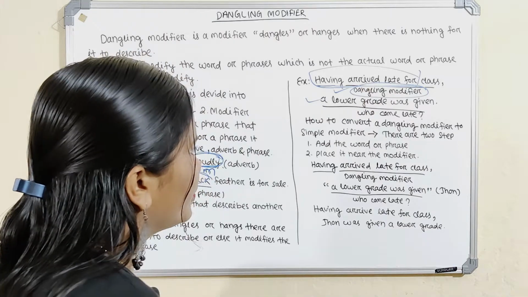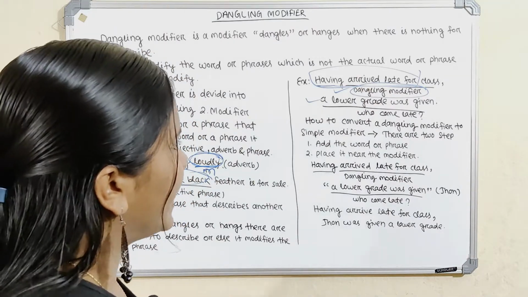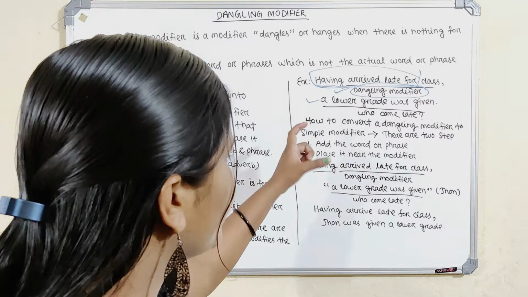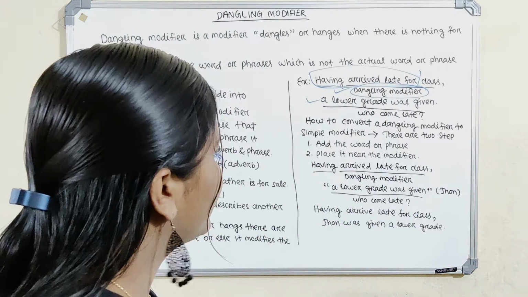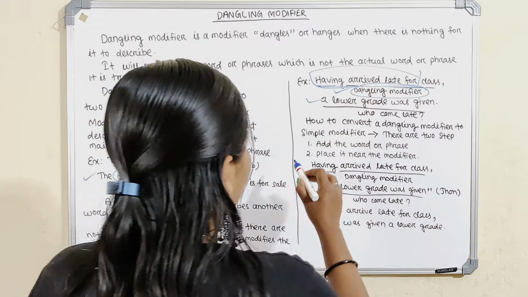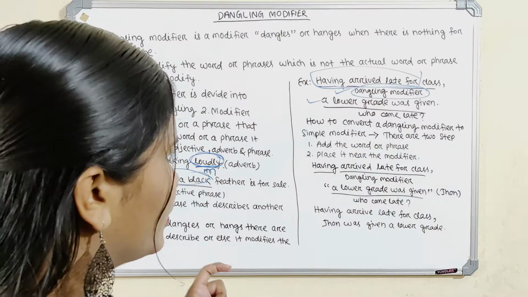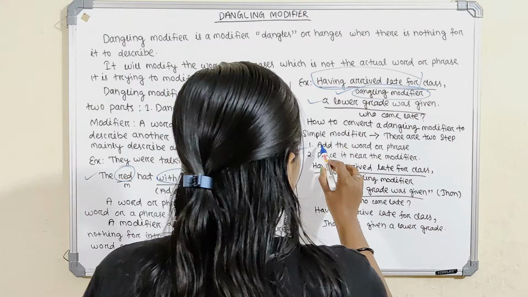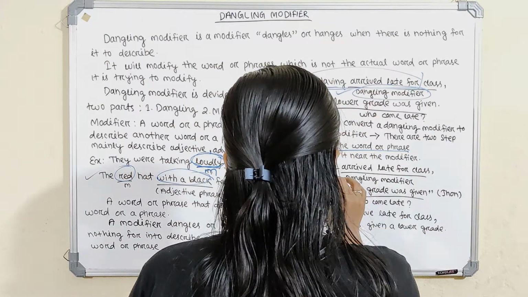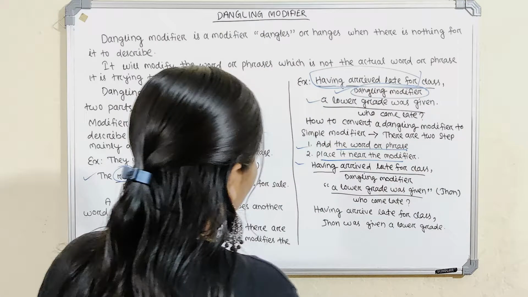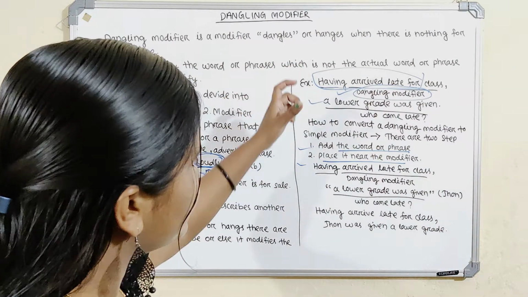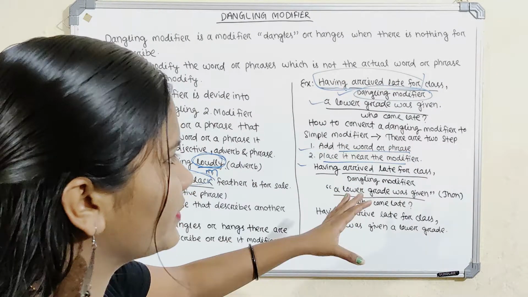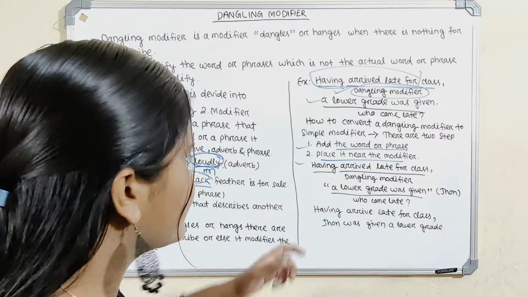And now we will learn how to convert a dangling modifier into a simple, normal modifier, so that we can distinguish them easily. There are two simple steps to convert a dangling modifier into a normal modifier. First, add the word or phrase. Second, place it near the modifier. Let's take the same example, and we'll convert the dangling modifier into the normal modifier, so we can understand easily.